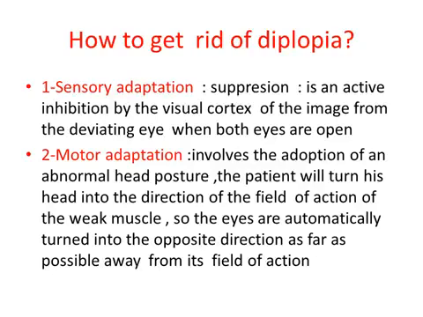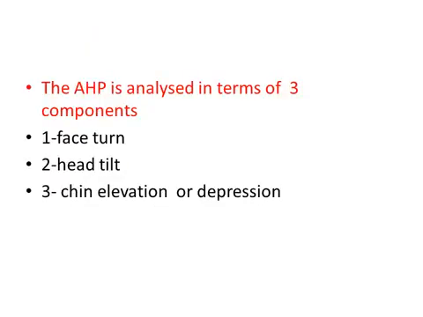It involves the adoption of an abnormal head posture when the patient will turn his head into the direction of the field of action of the weak muscle, so the eyes are automatically turned into the opposite direction as far as possible, and we will explain this in the following pictures. The abnormal head posture is analyzed in terms of 3 components: face turn to the right or left, head tilt to the right or left, and chin elevation or depression.